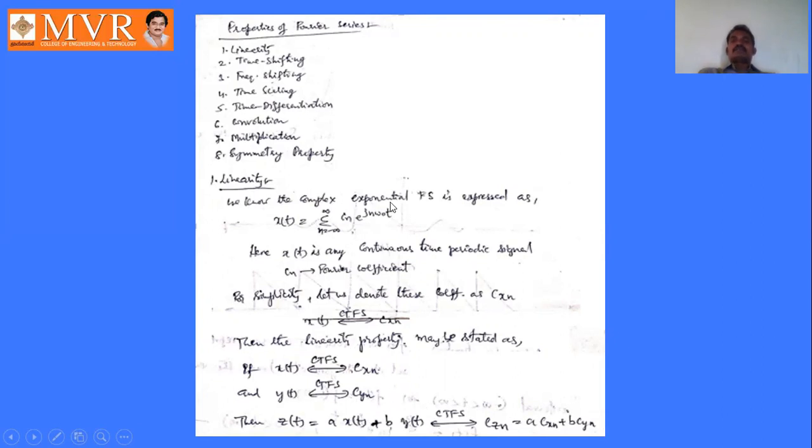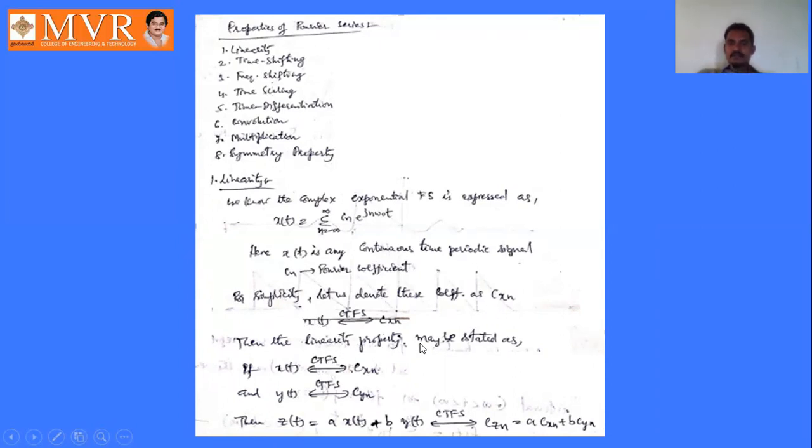Let us take the exponential Fourier series expression, that is x of t equals sigma n equal to minus infinity to infinity Cn into e power jn omega naught t. Here x of t is the continuous time periodic signal, and CT represents continuous time Fourier series. Cn is the Fourier coefficient of x of t. For simplicity, we will consider Cn as Cxn. If it is z of t, Czn. If it is y of t, Cyn.